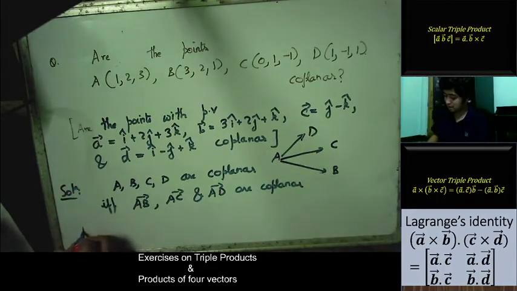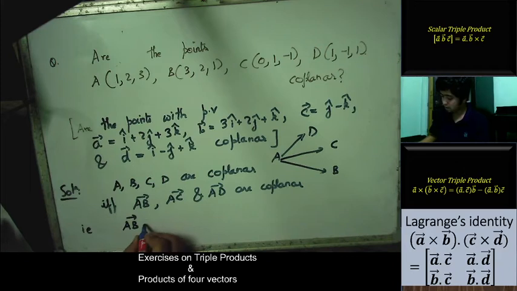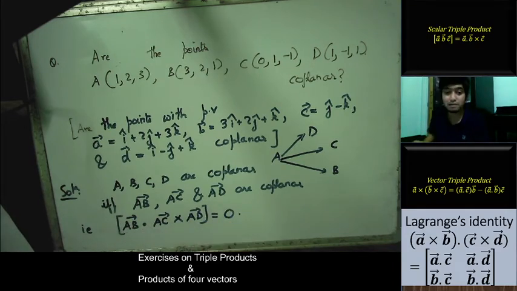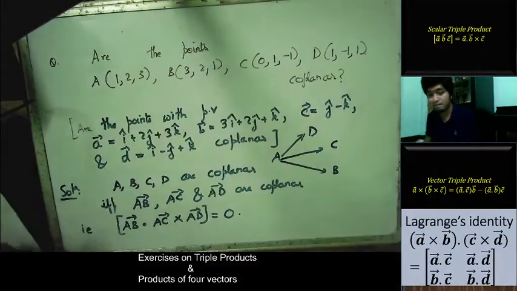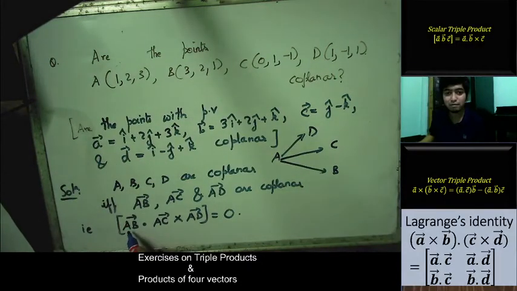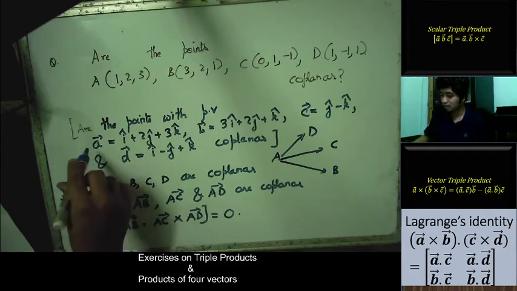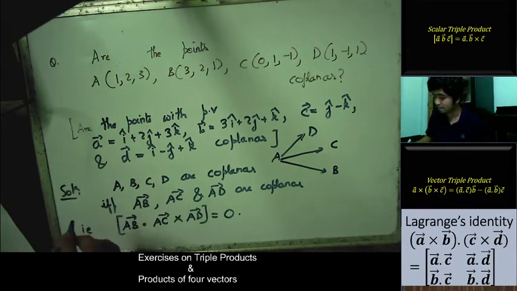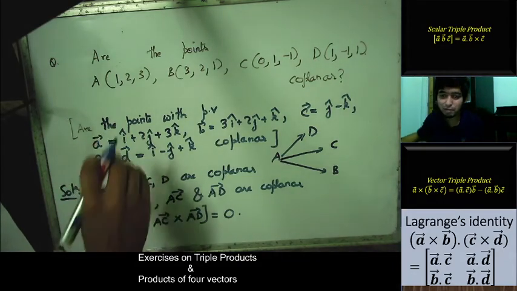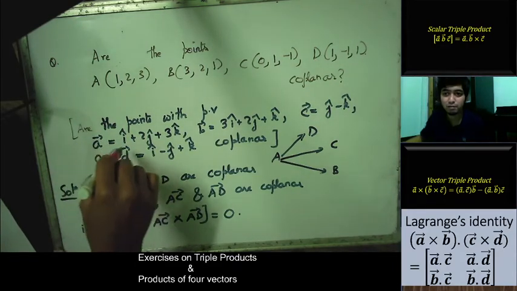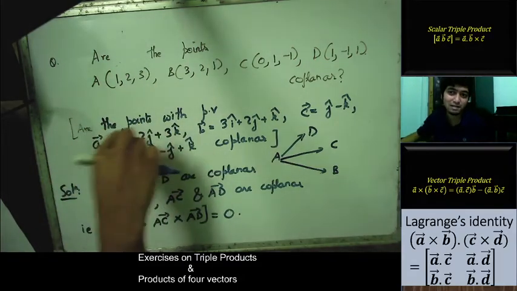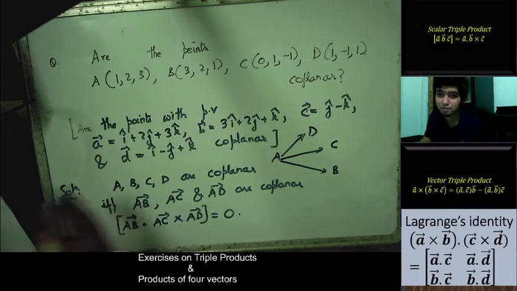That is AB dot AC cross AD, if this box product is equal to 0. Now, I will do it for this one. Because the write-up is a bit different for the other, I will be sending it in the notes, but the idea is the same.